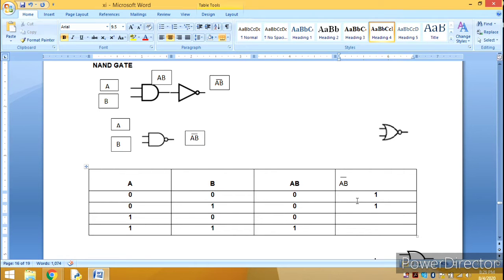Here what you will be having? 1, 1. Here what you will be having? 1, 0. 1, 0. So this is a representation.